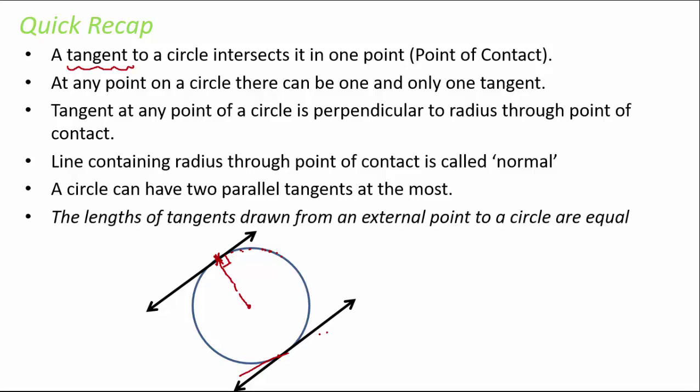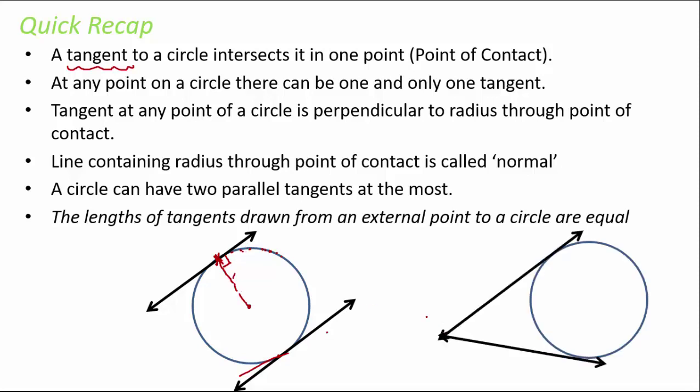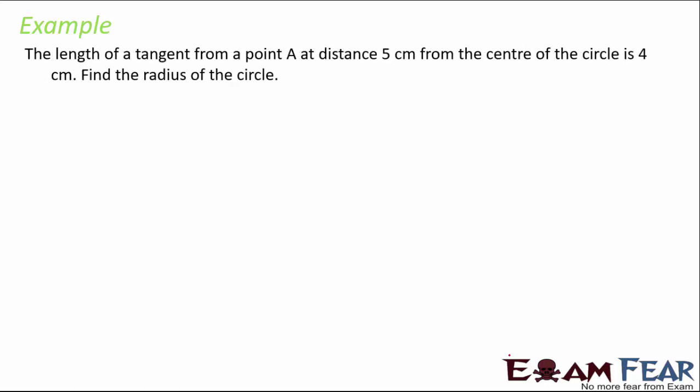Lengths of tangents drawn from an external point to a circle are equal. This is a very important fact. If this is an external point P, and you draw two tangents to the circle, the lengths of these two tangents are equal. You will see that in the questions we will make use of these facts over and over again. So let's get started with some of the questions.